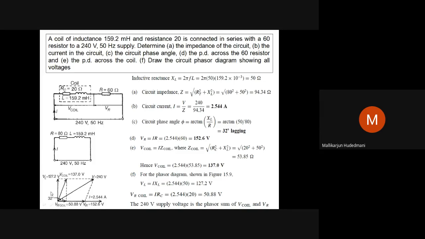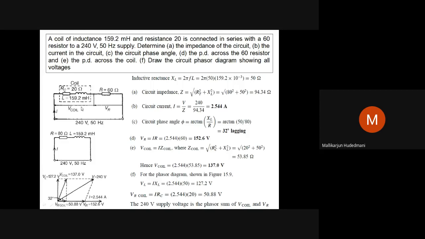Therefore, to start with, where is that VR? You can see it on the horizontal side here. So the short length is the voltage 50.88, a rough sketch in proportionate value. To this, what should I add? 127.2, vertically up. Add vectorially, and the resultant is here. What is the resultant of the coil, V coil? It is 137, if I add 127.2 and 50.88 vectorially, not algebraically. The small length is here, the bigger length is here, and the resultant is V coil.